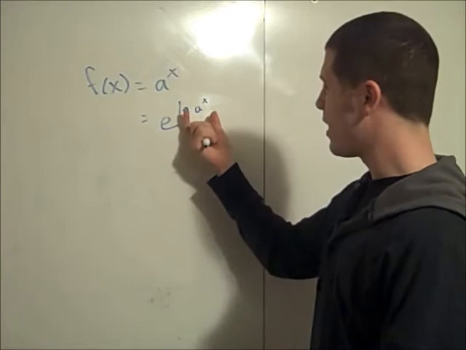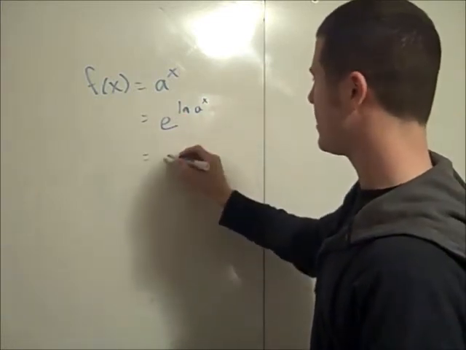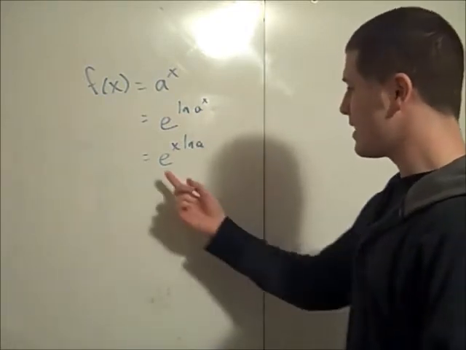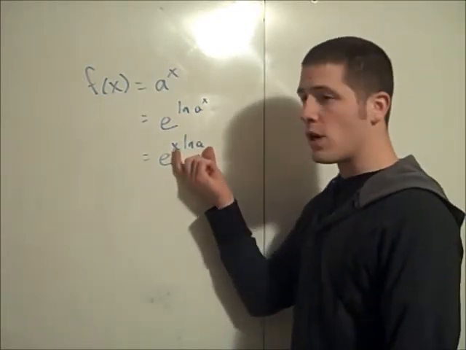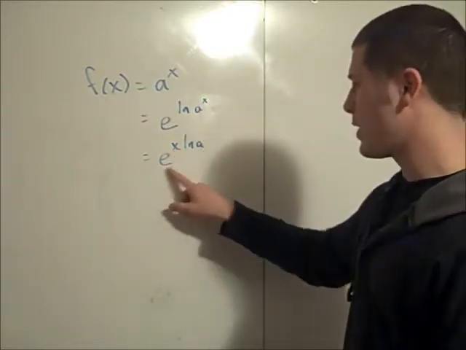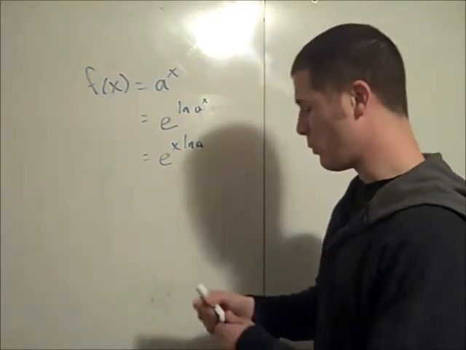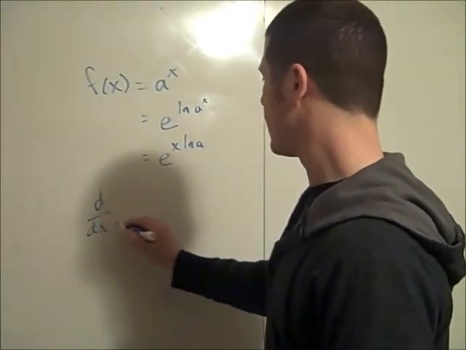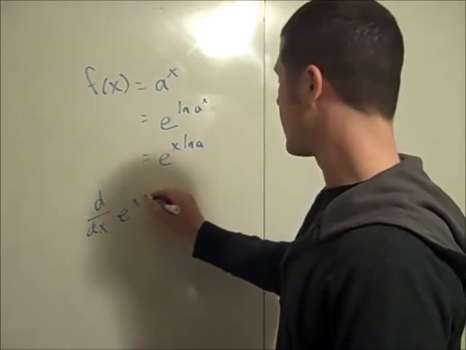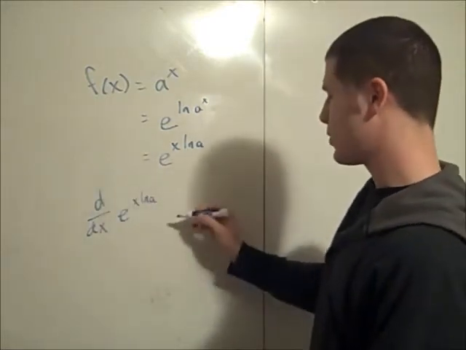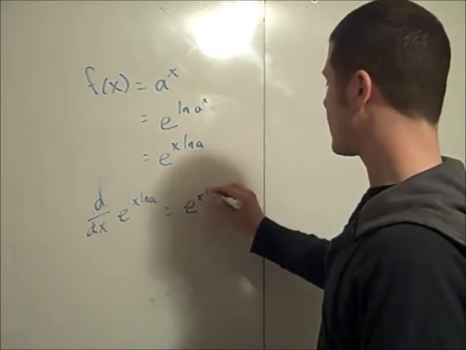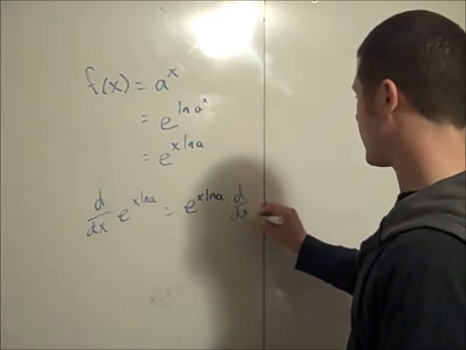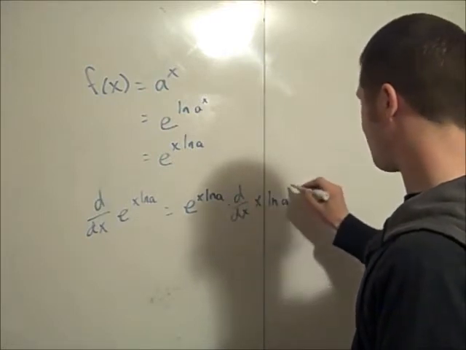But now we can use the exponential property of logarithms to say that this is e to the x log a. And now this says e to the u, where u is a function of x. And so we can derive this using the chain rule. So let's do d by dx of e to the x log a. Well, it's just going to be e to the x log a times d by dx of x log a.